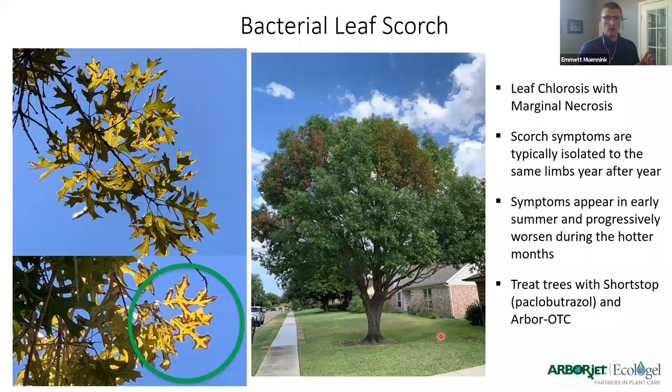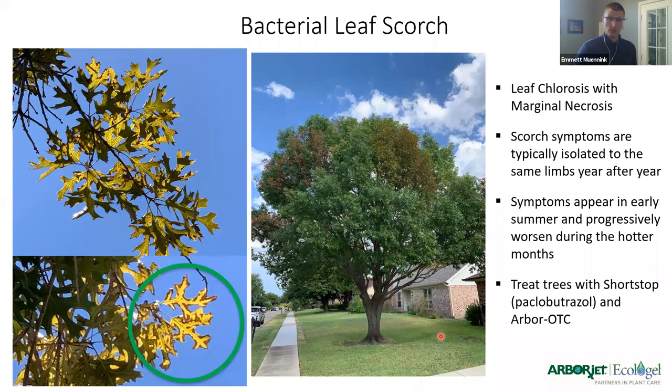But what's going to happen with BLS is it's going to be isolated to specific limbs or branches in the canopy. And it's going to be the same tree, the same branches, year after year, every time it starts to get hot. And it's going to begin to progress throughout that canopy. And so that's where asking the right questions comes in, asking the homeowner, how long does the tree look like this? Does this happen every year? And so you can see this tree, taken from further back, the whole tree is not chlorotic. It was just isolated to those branches. And so that's a good indication of bacterial leaf scorch.